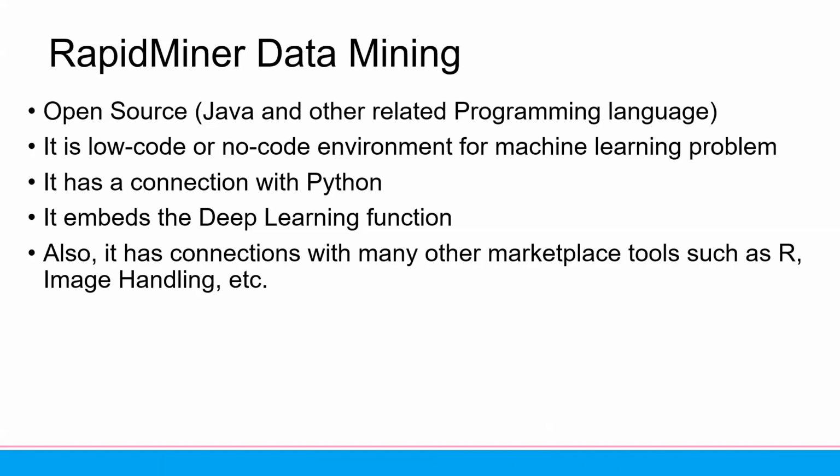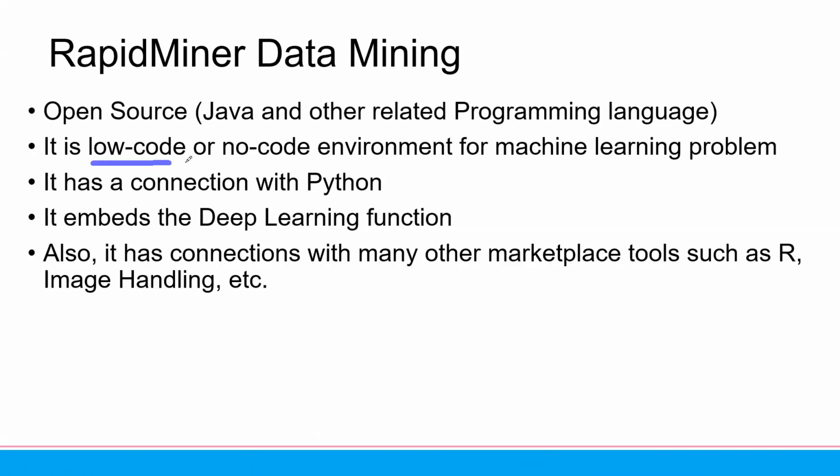The basis of RapidMiner is Java. And now it connects to other related programming languages such as R and Python. So it means if you want to use R in RapidMiner, you can also use it. If you want to use Python in RapidMiner, you can also combine it. And you can also use Java. You can extend more with the Java programming language. They call it low code.